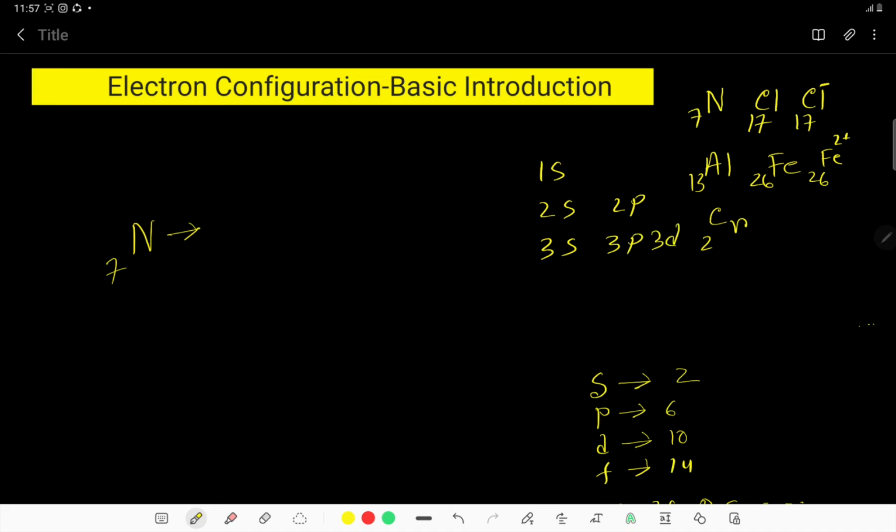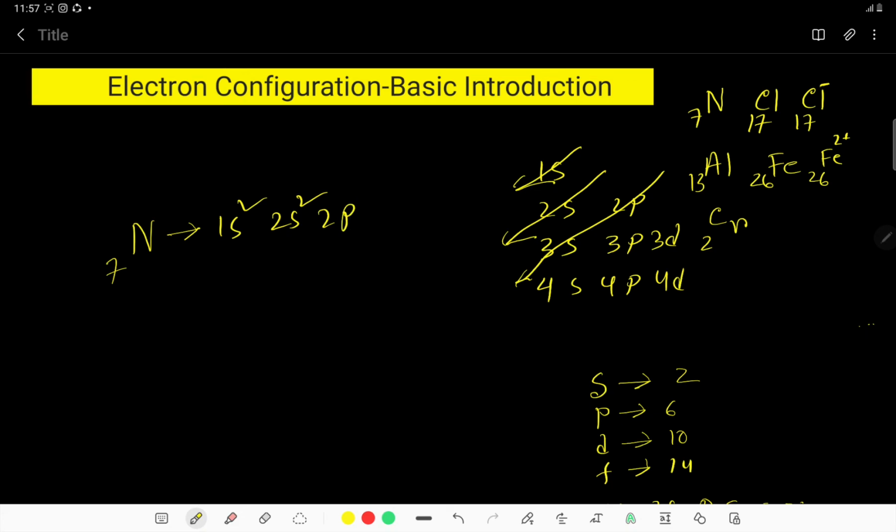3d, 4s, 4p, 4f. Start with 1s, 1s², then 2s², then 2p⁶, 3... We can place a maximum of 6, right?